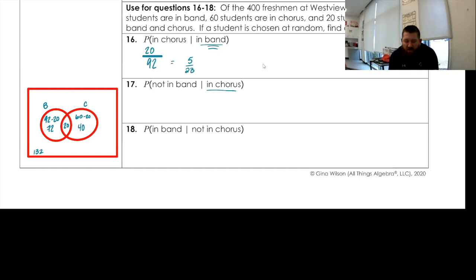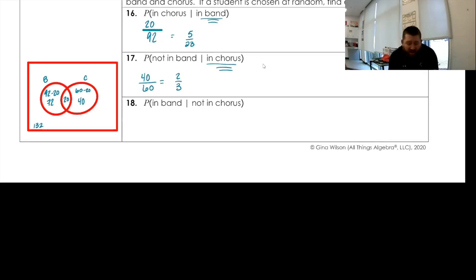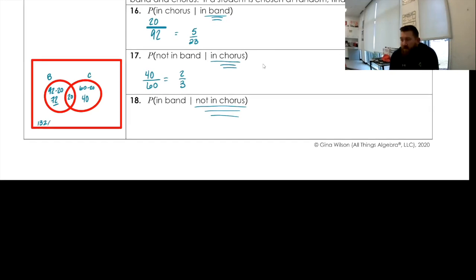Okay, our new restriction, our given is in course. We had 60 students that were in course. Of those 60, how many were not in band? So now we want only course, which would be that 40. That reduces to 2/3. And then finally, we want who's not in course. That's why we got that big ginormous number over under. So that would be the 72 and then the 132. Because they are not in course.